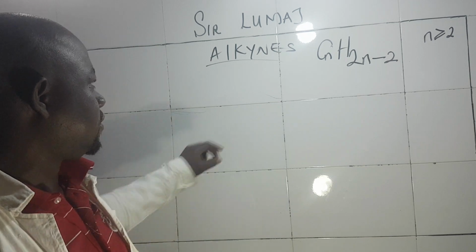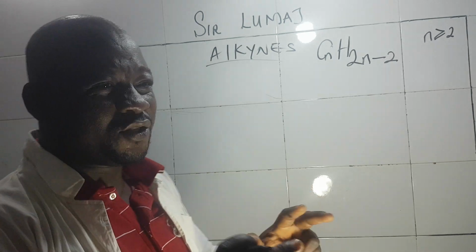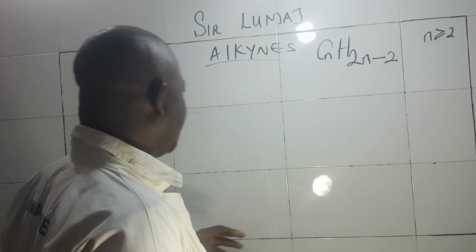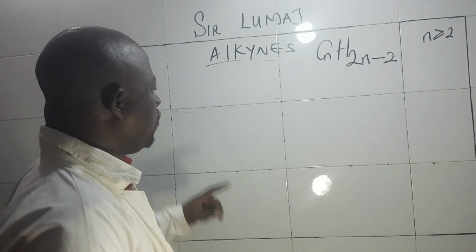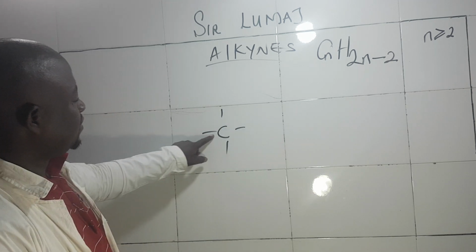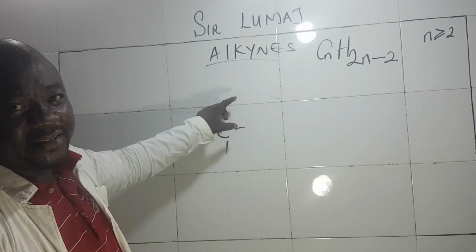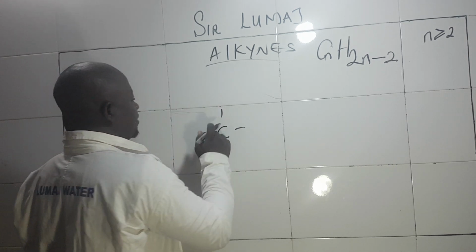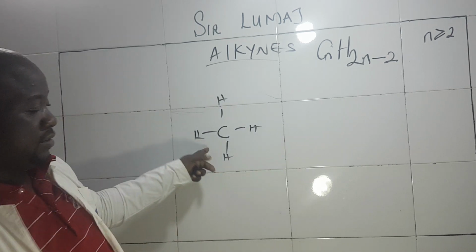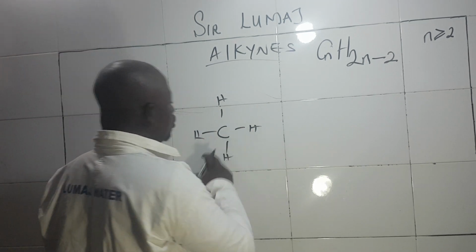And don't forget, I told us that alkenes and alkynes are unsaturated aliphatic hydrocarbons. When I say alkane, we have the format where we have this single bond. I call it a sigma bond. It's a covalent bond. So I told you we have hydrogen, and this is an example of methane.